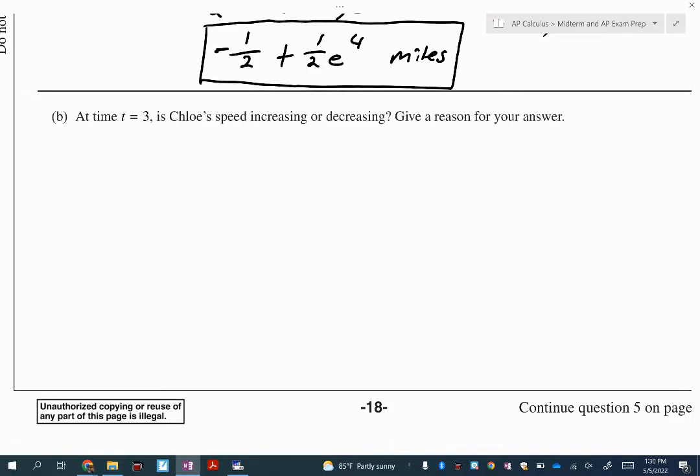There's no Candace. Okay. Let's do B. At time t equals 3 is Chloe's speed. So she's on the bicycle. Remember, she's on the bicycle. So this is 3 hours after she should have been on the bicycle. I would answer this question without calculus. She's clearly decreasing her speed because she's been riding her bike for 3 hours. But you'll see it's not. Anyway, so the way to do this is to find what her velocity is and what her acceleration is.